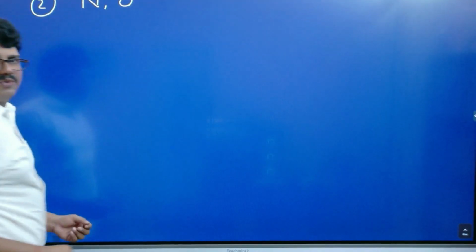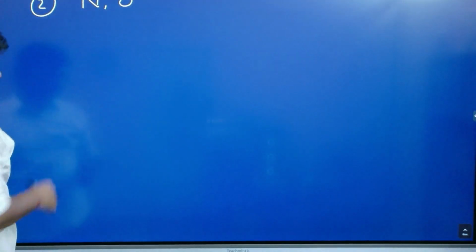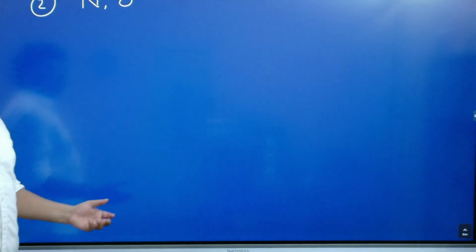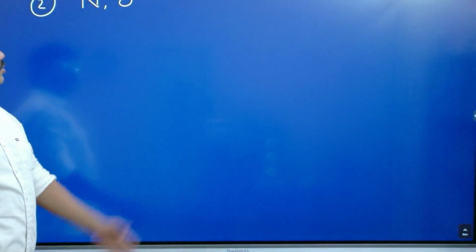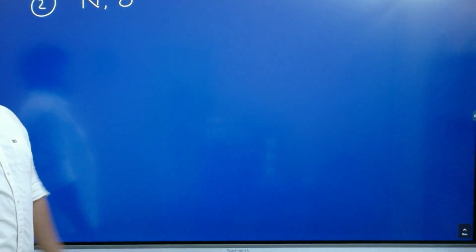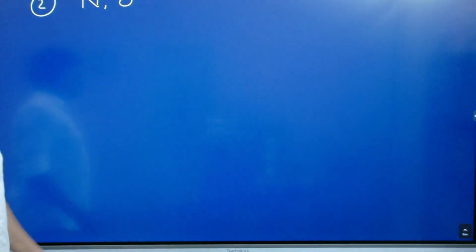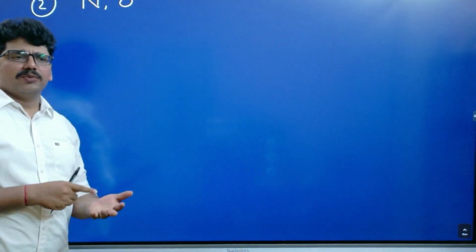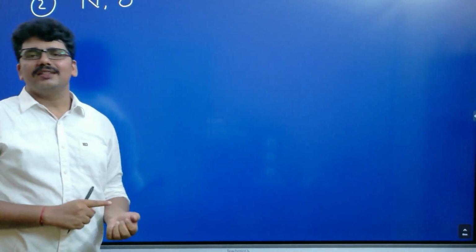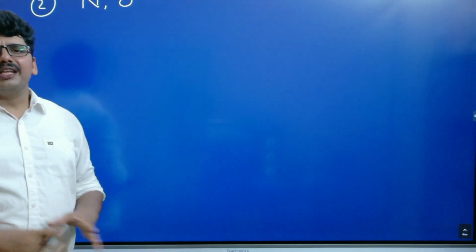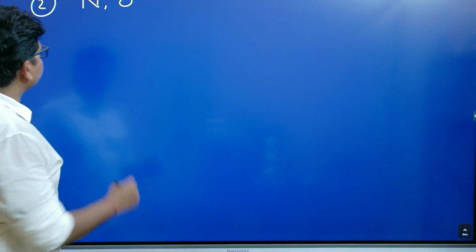Nitrogen and oxygen. Combination of nitrogen and oxygen. When nitrogen combines with oxygen, many compounds will be formed, many oxides will be formed, because nitrogen has variable valency. Nitrogen shows variable valency. I mean valency 1, valency 2, valency 3, valency 4, valency 5, like that. It shows many variable valencies.